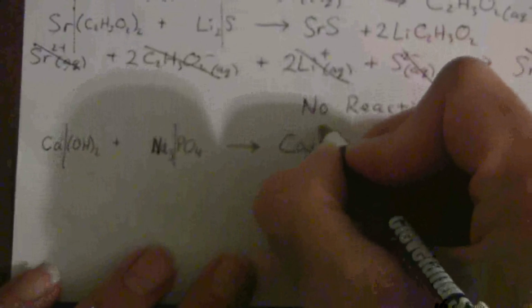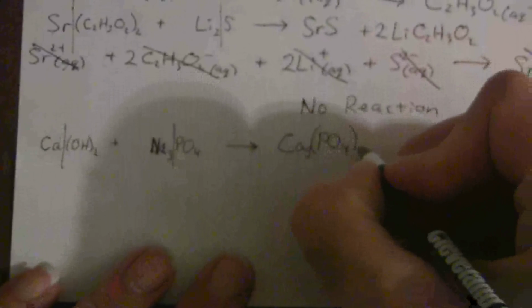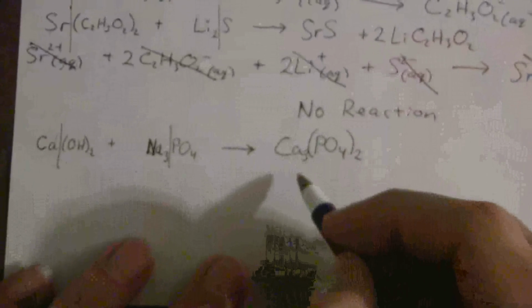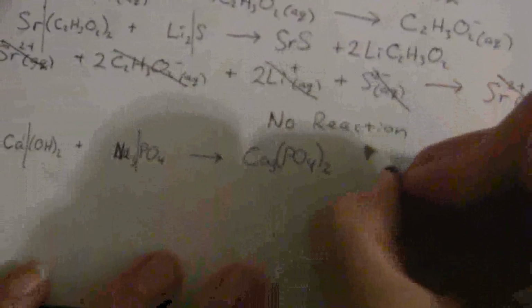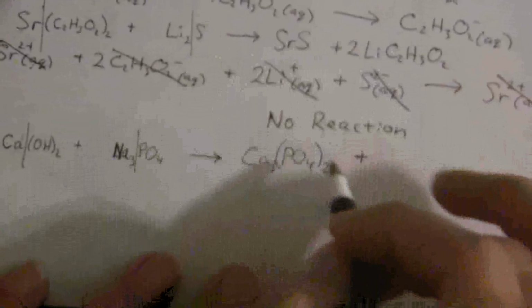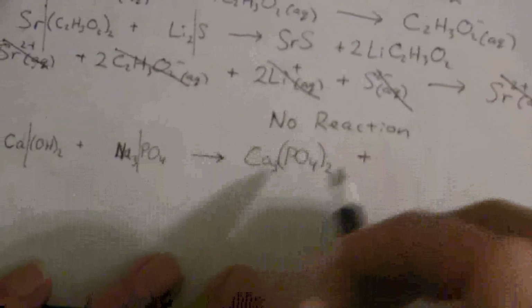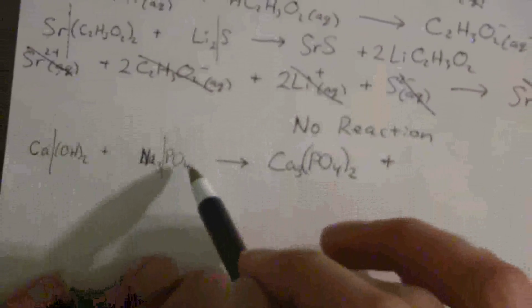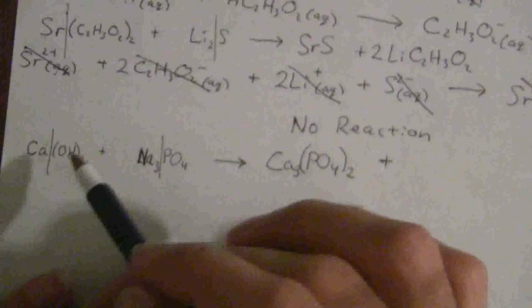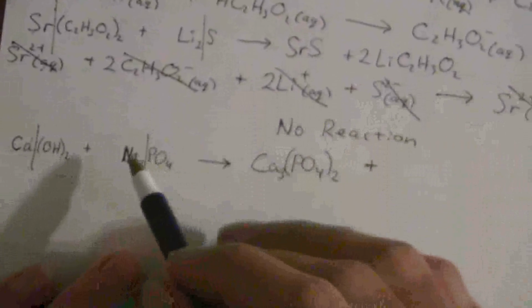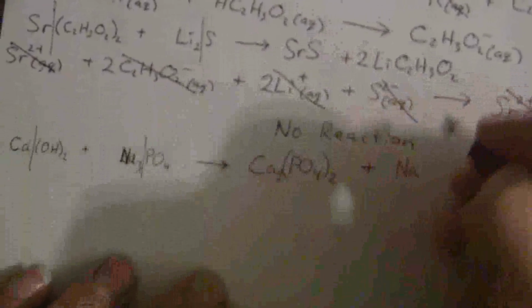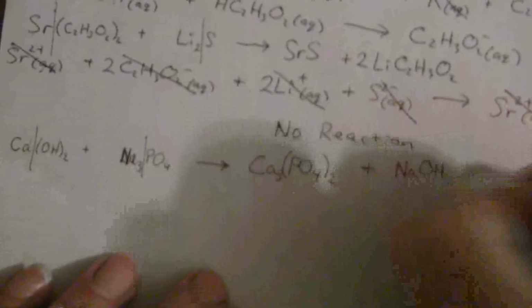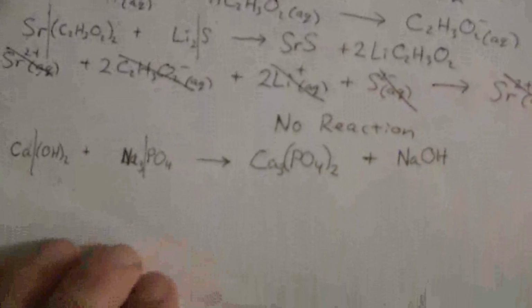My actual formula will look like this. Okay, Ca3(PO4)2. So don't just use what it came with. You have to discover what that formula should be when it unites with the other ion. Okay, sodium and hydroxide. Sodium is a +1, hydroxide a -1, so they go together 1 to 1.